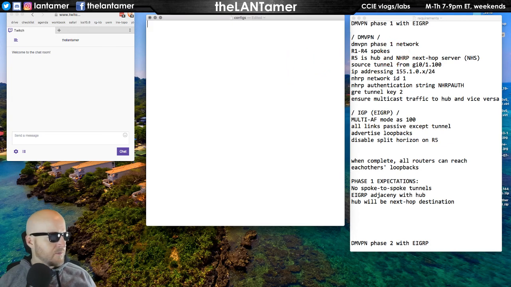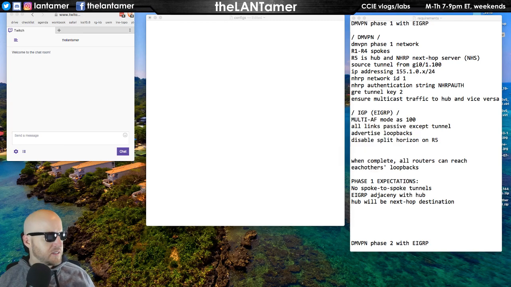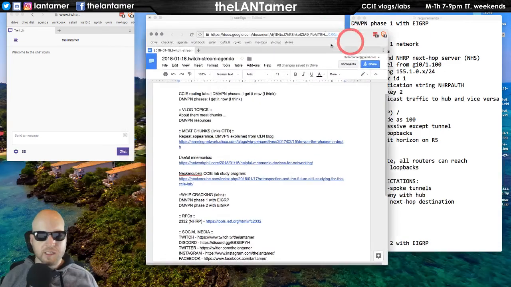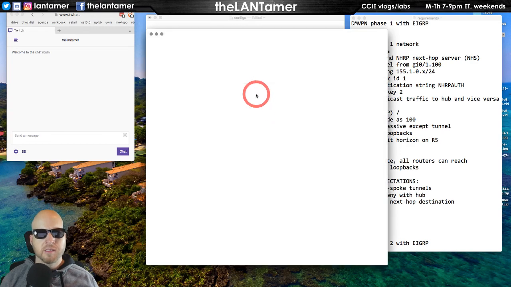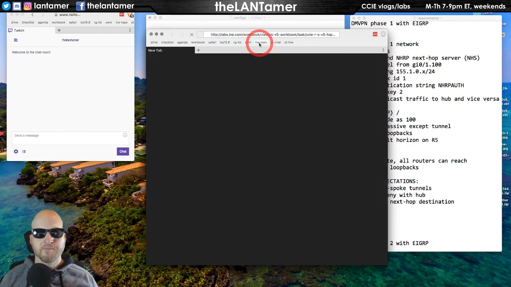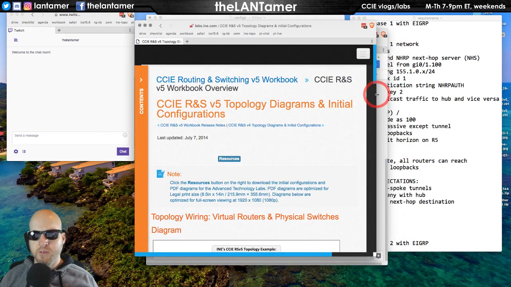Okay, so phase 1, and I'm going to pull up the topology. Let's pull it up out of the agenda for today. As you all know, it's usually linked here at the bottom, the actual INE diagrams, so you can always go there. Actually, I got a bookmark. I'm going to show it from there because a lot of people are more familiar with that.